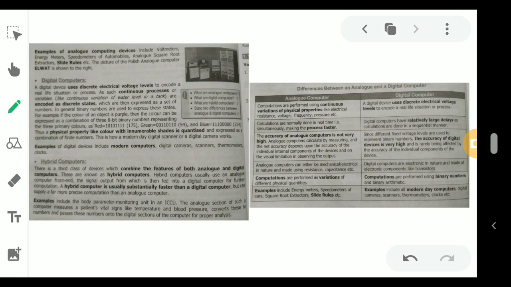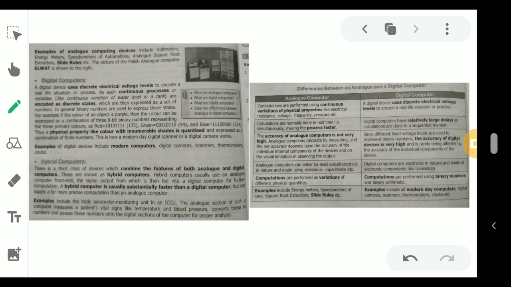Now we will talk about digital computers. A digital device uses discrete electrical voltage levels to encode a real life situation or a process, such as continuous processes or variables being encoded as discrete states, which are then expressed as a set of numbers. In general, binary numbers are used to express these states.